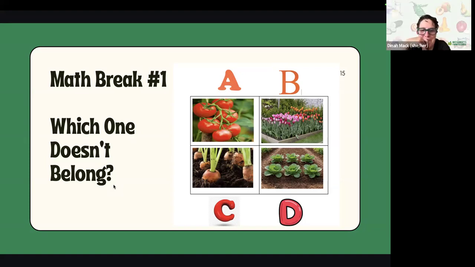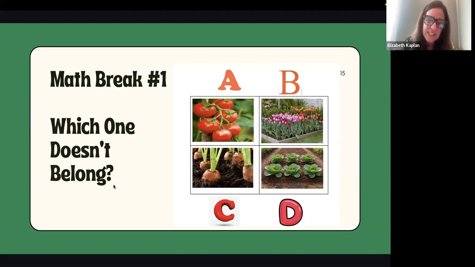Hmm. Could be anything. Or maybe A doesn't belong because it's not cold tolerant. Ooh, not cold tolerant. That's great.